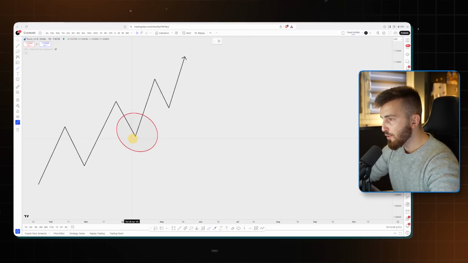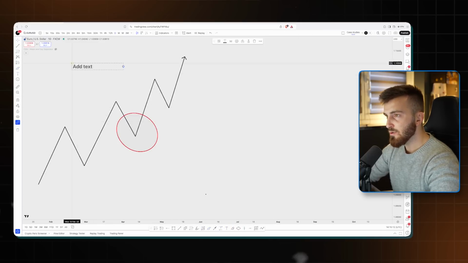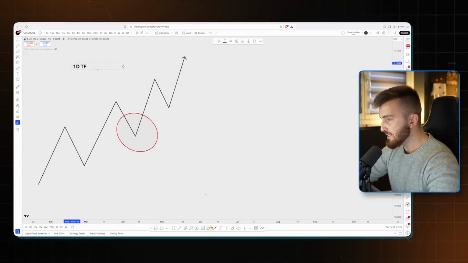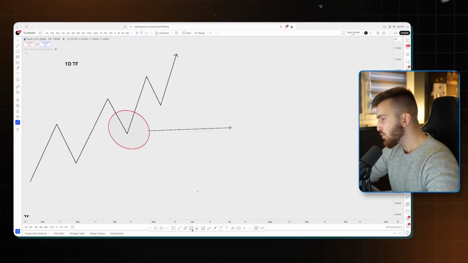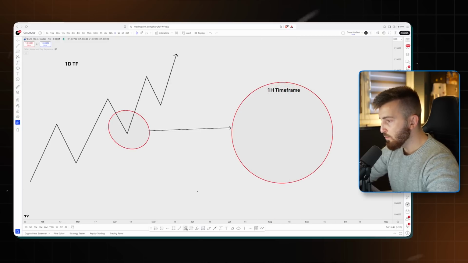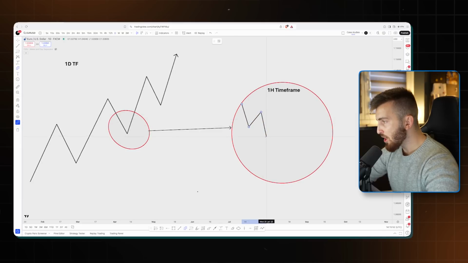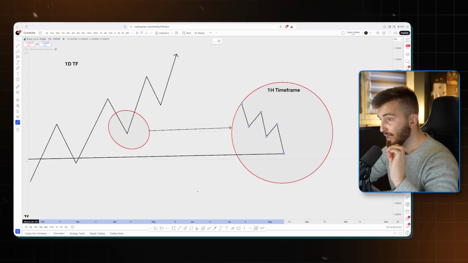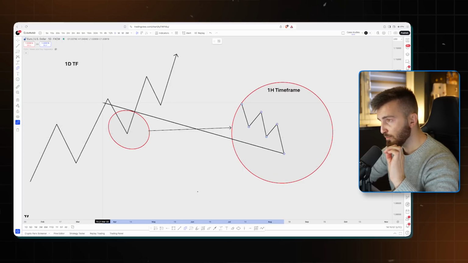When we are forming this higher low, let's imagine that this is the daily time frame right here, the 1 day time frame. What you are going to see is that on the lower time frame, let's imagine that we are zooming in here and going into the 1 hour time frame, during this down move you are going to have bearish market structure on the 1 hour, while on the daily, as you can see, we are still bullish.